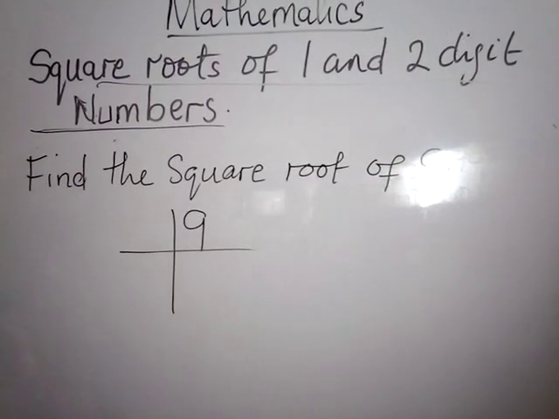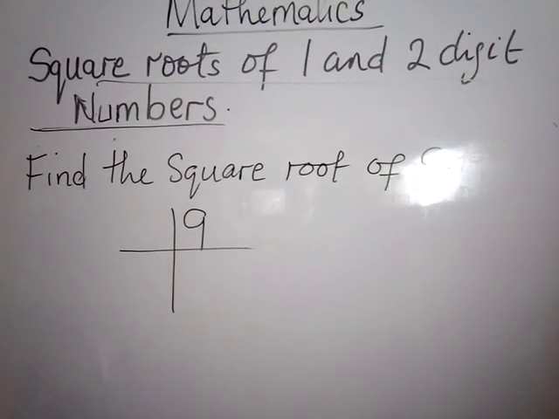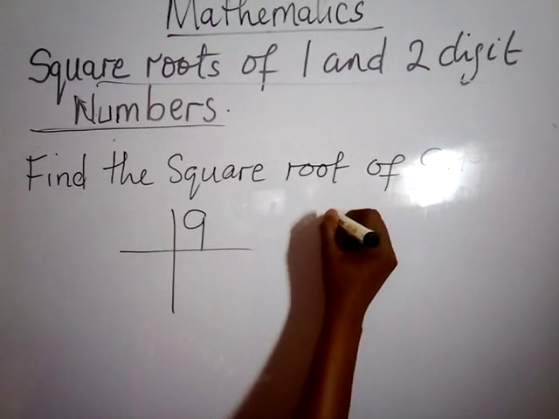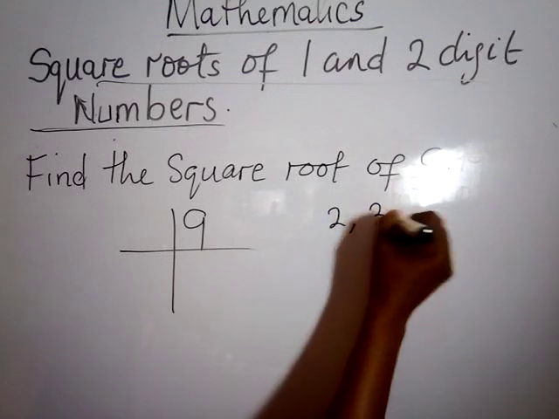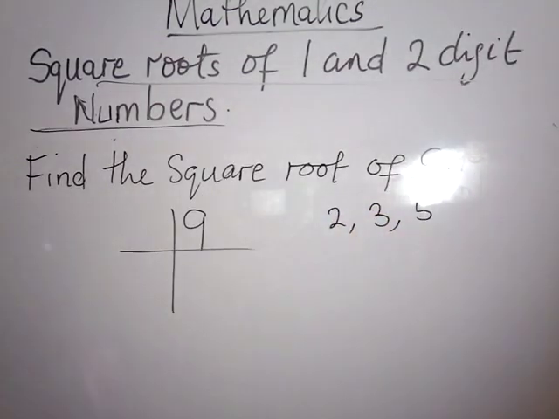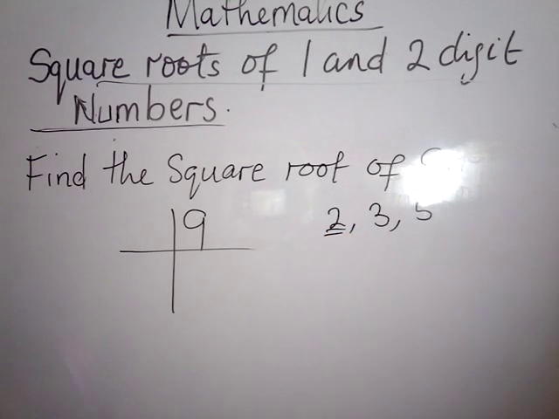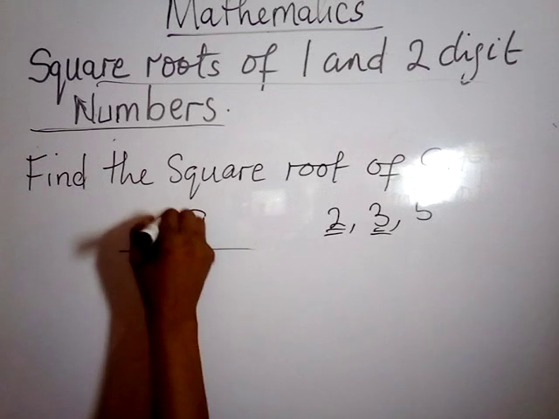So let's quickly find the square root of 9. Remember the prime numbers we listed: 2, 3, 5, and so on. Now if you look at 9, 9 is an odd number. That means 2 cannot divide it without leaving a remainder. So we're not going to use 2. Now the next number to try is 3. And we know that 3 can divide 9, right? So we start with 3.